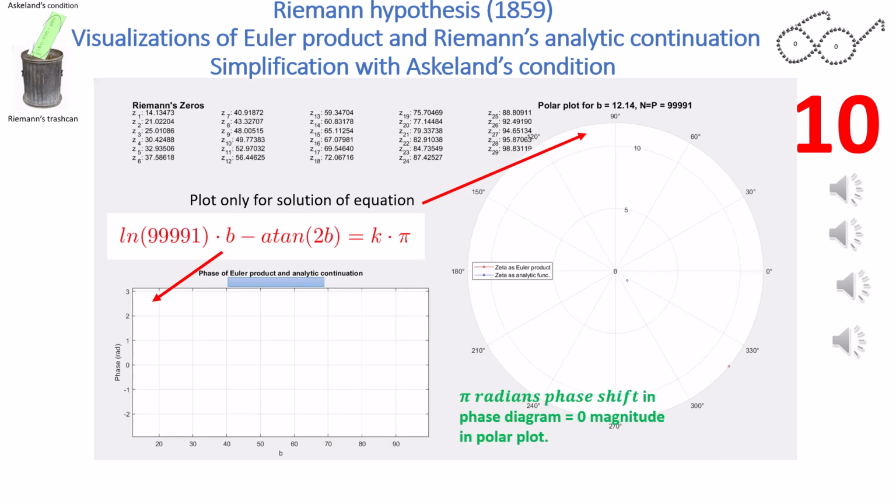I'm going to end this video with one more plot where Askeland's condition has been applied. Here I find all the zeros up to imaginary part 100. I have increased the max prime to around 100,000. For every phase shift of pi, the two dots in the polar plot go through 0.